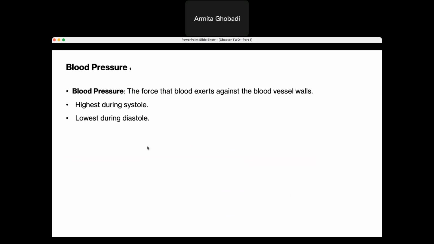So, another condition that is very common nowadays is blood pressure. Blood pressure is the force that your heart exerts on your blood to go through different vessels to your muscles and organs. Blood pressure is highest obviously during systole, because it's sending the blood, and lowest during diastole, when your heart is basically chilling.